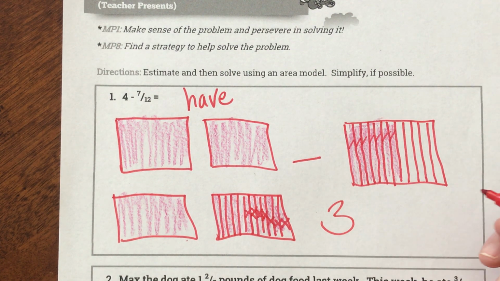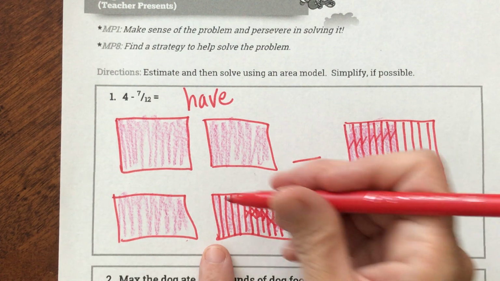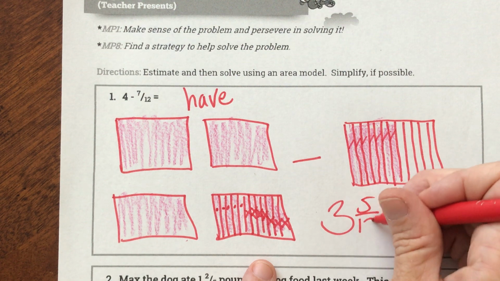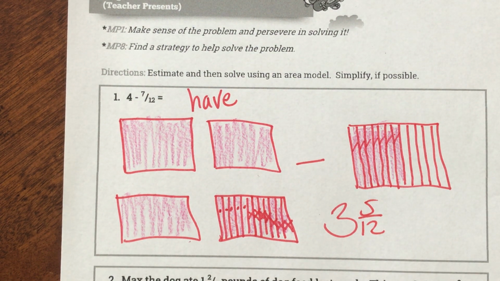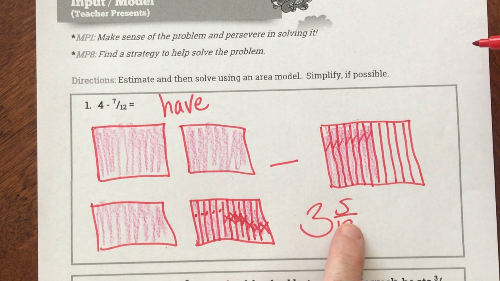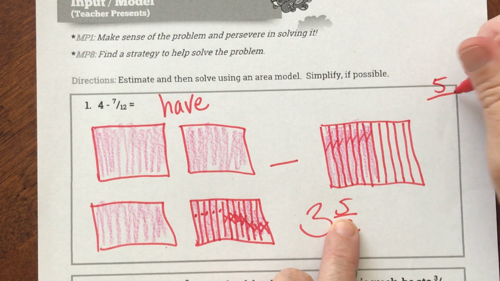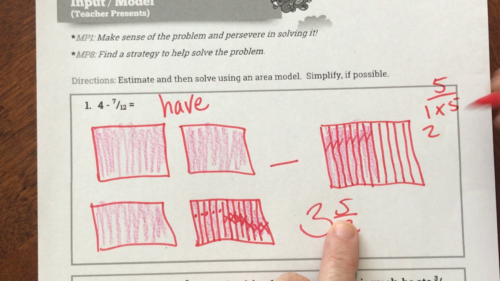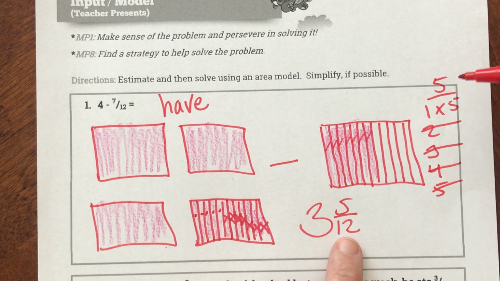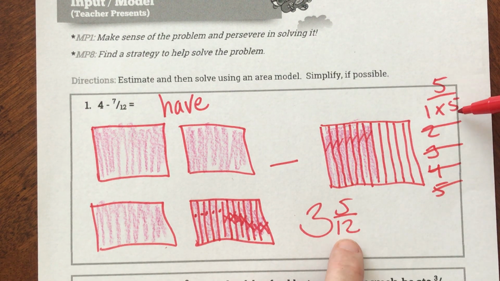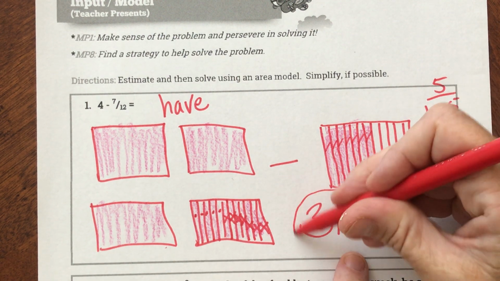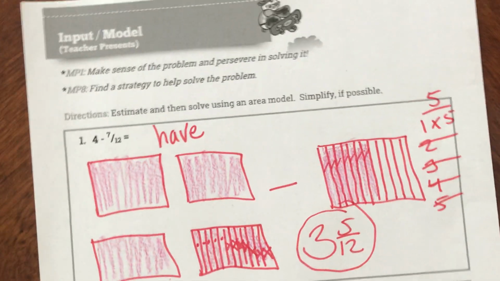I have 3 wholes, 1, 2, 3, and how many parts do I have here left? 1, 2, 3, 4, 5 out of the 12 left. Now when I go to try and see if I can simplify this, remember I'm going to do my factors for 5. 5 is 1 times 5, 2 doesn't work, 3 doesn't work, 4 doesn't work, and 5's a repeat. So my only factors for 5 are 1 and 5, and 5 and 1 aren't factors. So that means it is in simplest form.